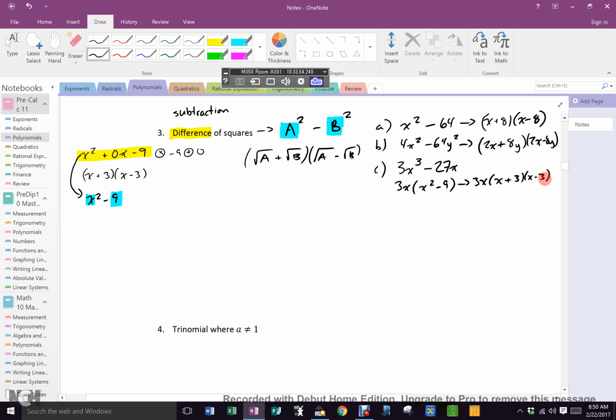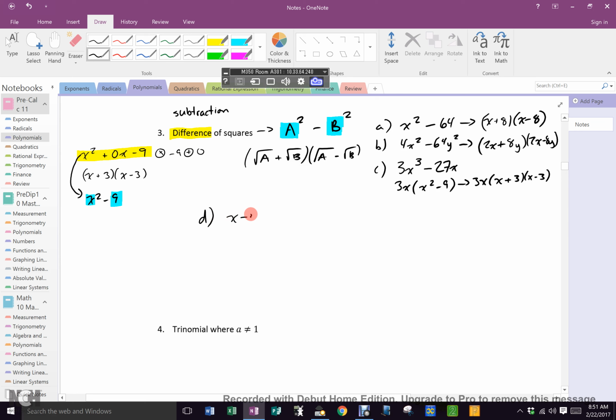Is everybody okay with C? Everyone is good with C? Going once, going twice, going thrice? Yes? All right. Now that leads me to D, which I want some more space for.